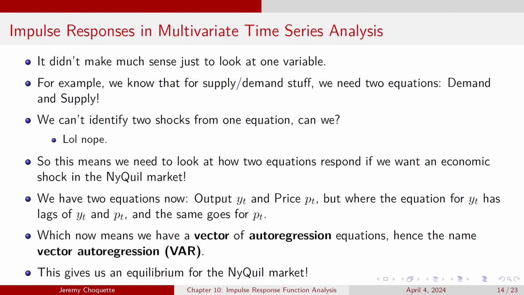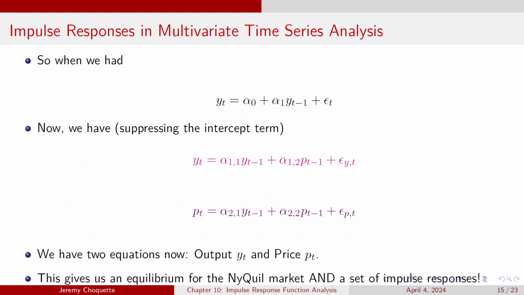So now I'm going to have two equations, output and price. What we're doing now is the equation for Y now has a lag of Y and P, or price. And the same goes for the price. The equation for price has lags of output and price in it. So this is still an autoregression model, but we have a vector of these equations, hence the name vector autoregression. And this is going to be giving us an equilibrium for the NyQuil market.